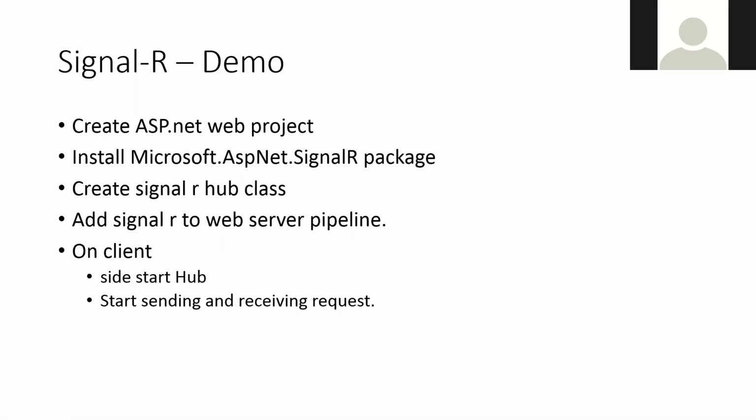So to create a simple demo for SignalR, we'll need to create an ASP.NET project, install the ASP.NET SignalR package, then create a hub class, add the SignalR to the web server pipeline, and on the client side, we need to start the hub and start sending and receiving the request.